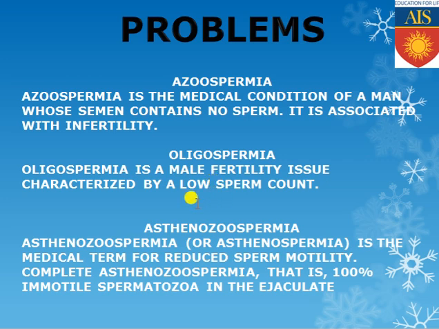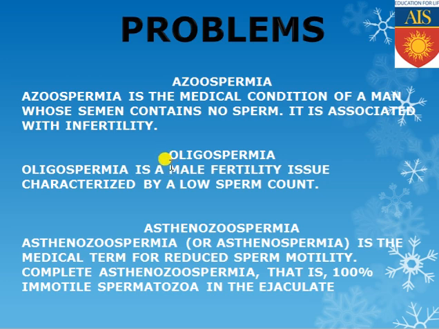Third point is asthenozoospermia. Asthenozoospermia or asthenospermia is the medical terminology for reduced sperm motility. That means in a male, sufficient numbers of sperm are present within the semen, but the motility of the sperm has somehow been reduced. That individual is said to be suffering from asthenozoospermia or asthenospermia. Now, asthenospermia can be of two types, complete and incomplete.